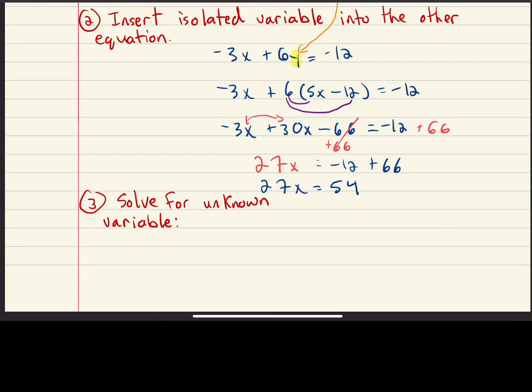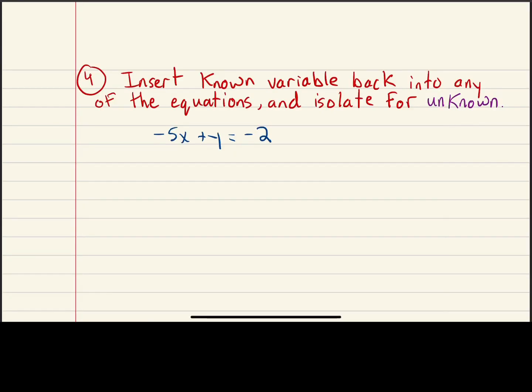Next, we're going to solve for the unknown variable, namely the x over here. So we have 27x equals 54. In order to get the x by itself, we're going to divide both sides by 27 since it's multiplied on the left-hand side. And then our solution so far is that x is equal to 2 because 54 divided by 27 is 2.